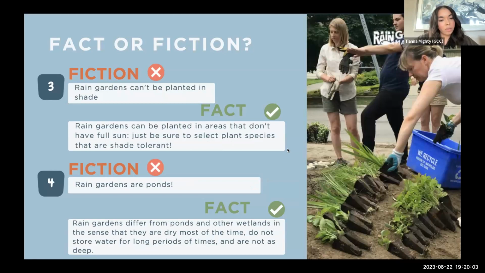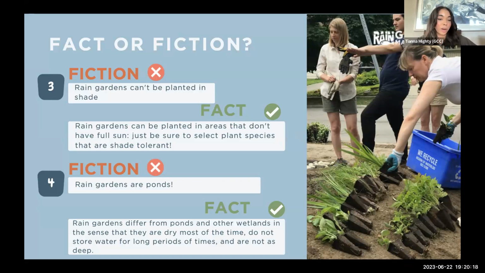For the third one, rain gardens can't be planted in the shade. So rain gardens can definitely be planted in areas that don't have full sun. You're just going to want to make sure to select plants and plant species that are shade tolerant.